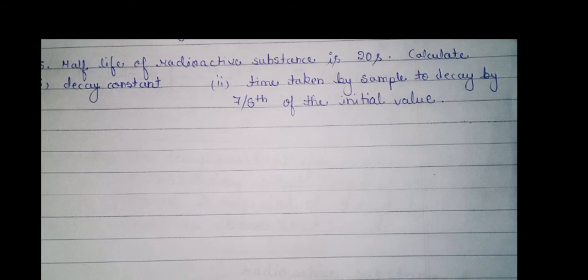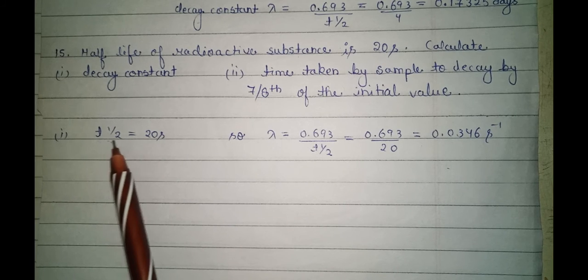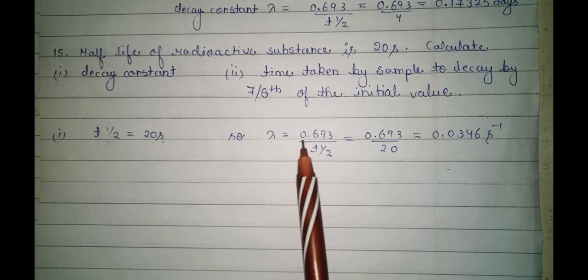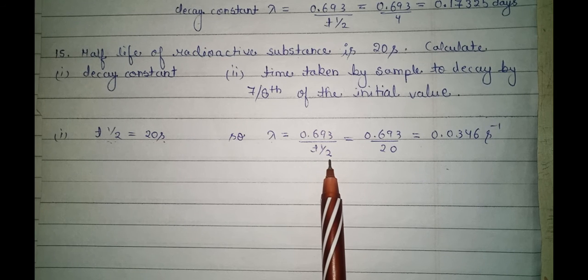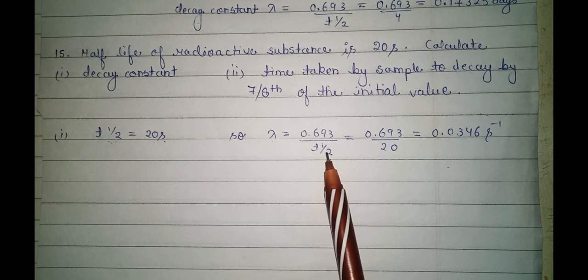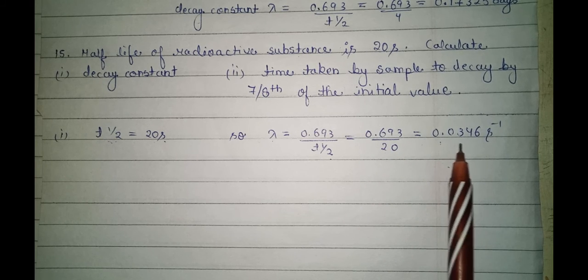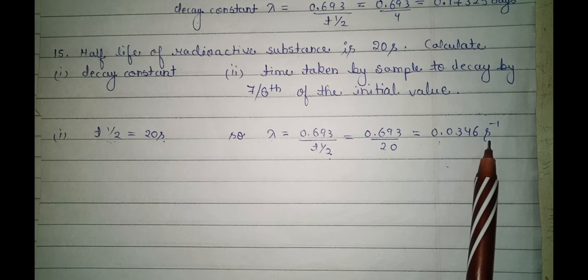In question number 3, we are given that the half-life of the substance is 20 seconds. So we have to calculate the decay constant, and also we have to calculate the time in which the substance will decay by 7/8 of its initial value. So T half, that is the half-life period, is given as 20 seconds. We know that the decay constant lambda is equal to 0.693 upon the half-life period. On putting the value of T half, that is 20, and dividing, we get the answer as 0.0346 second inverse. So this is the value of the decay constant lambda.